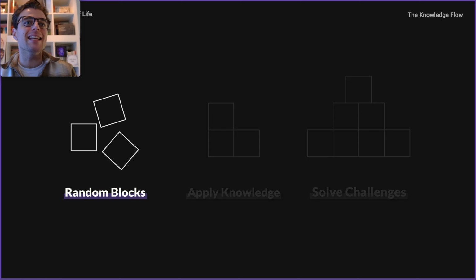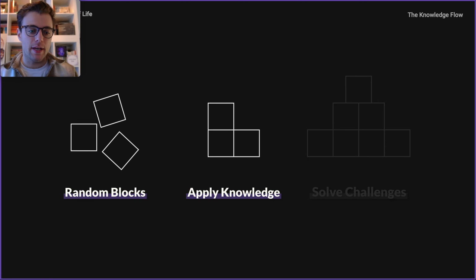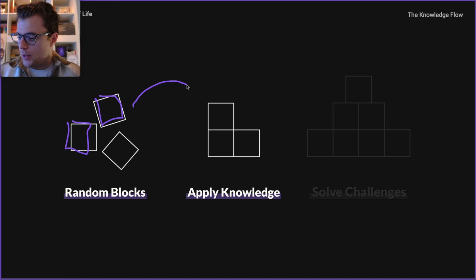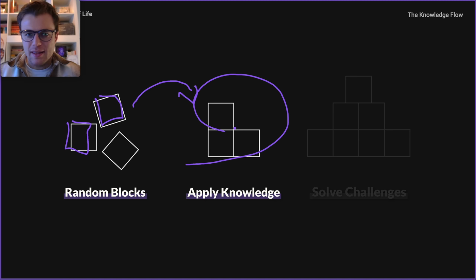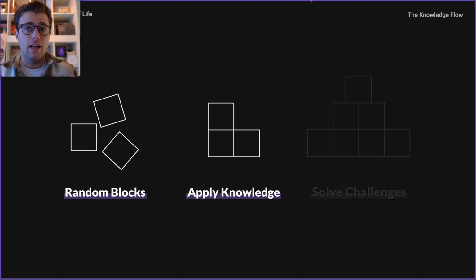Knowledge is basically the ability to put these blocks together in a way that they have a certain function. So when we apply knowledge, we can, for example, take these random building blocks that we have over here, and we actually put them together to create a shape. Now, just creating a random shape like this doesn't necessarily add value.